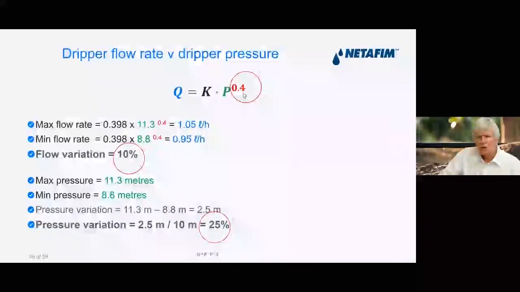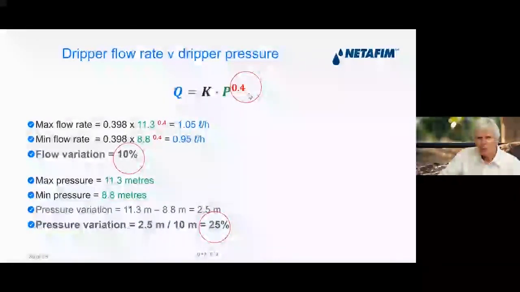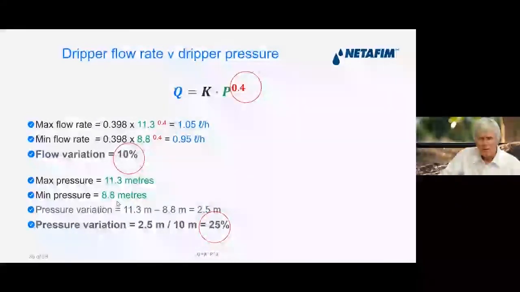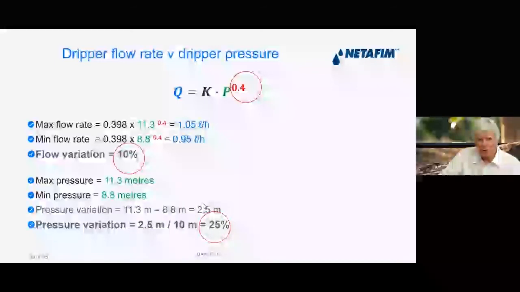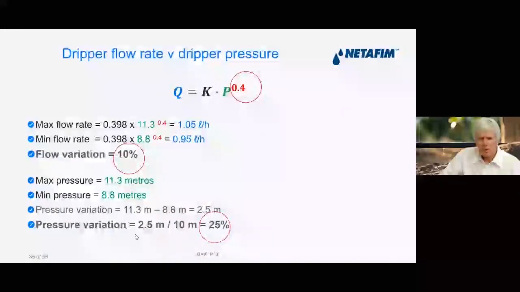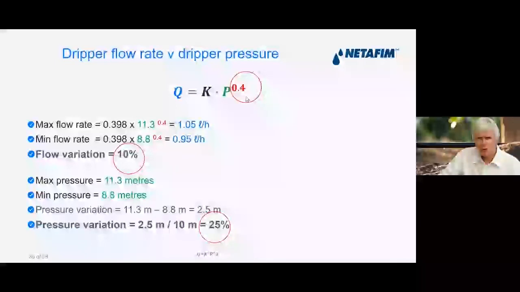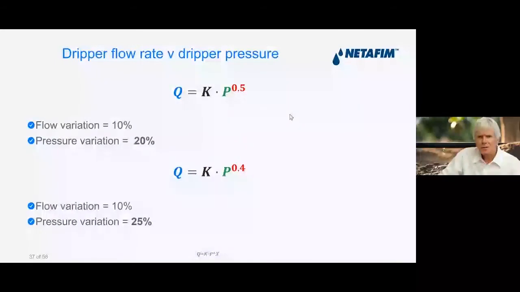So now we can see when we have an exponent of 0.4, we can have a flow variation of 10%, but now with our maximum and minimum pressures being 11.3 minus 8.8, this is 2.5 meters. So 2.5 divided by 10 now gives a pressure variation of 25%. So we can see that if we have an exponent of 0.4, for a flow variation of 10%, we will have a pressure variation of 25%. So you can see the relationship there.